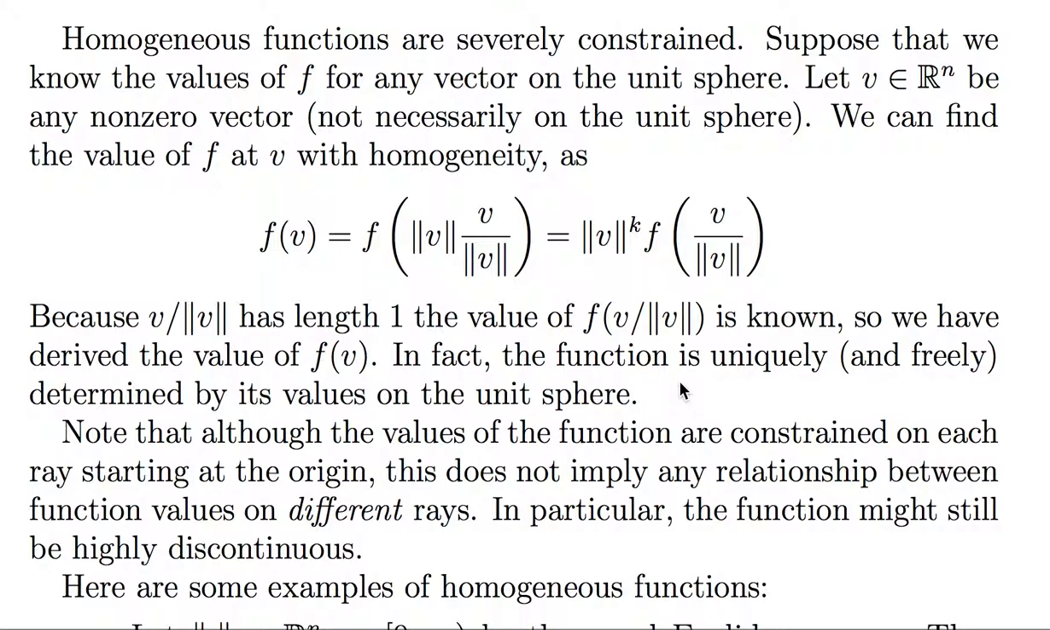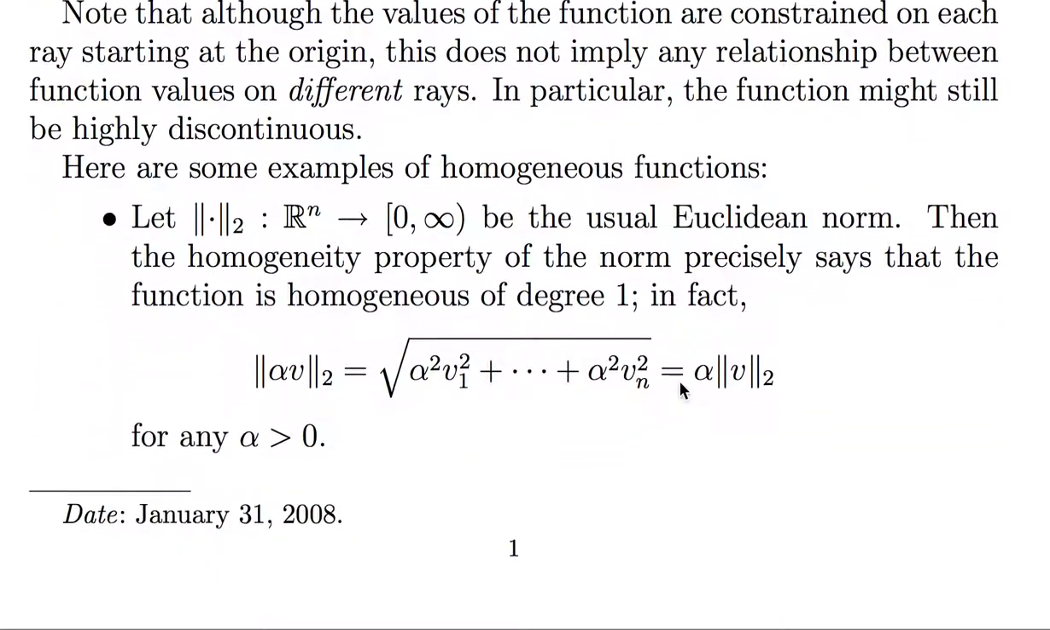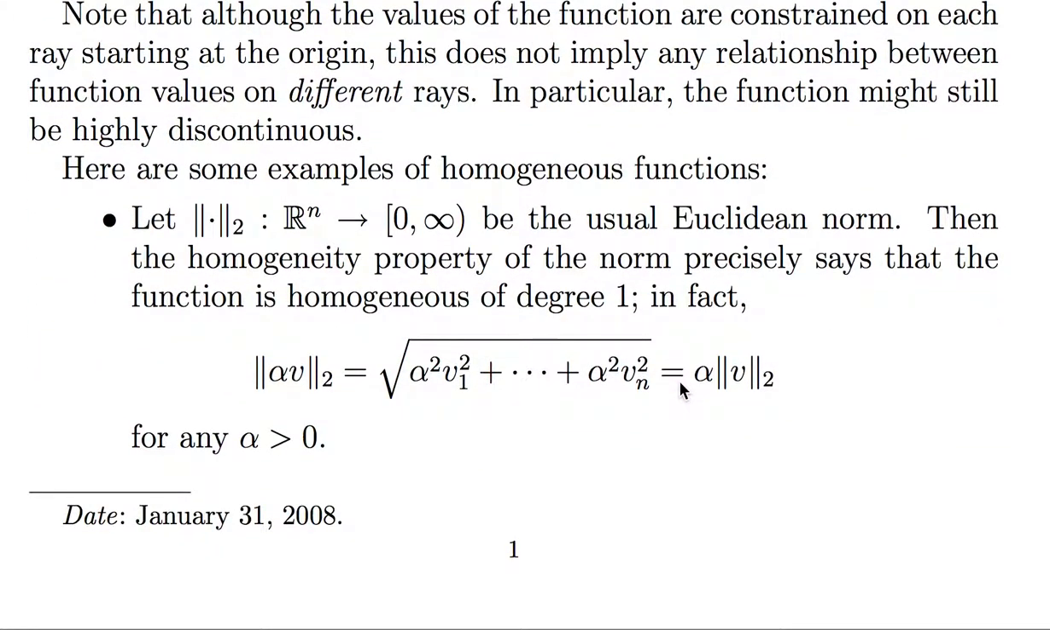Note that although the values of the function are constrained on each ray starting at the origin, this does not imply any relationship between function values on different rays. In particular, the function might still be highly discontinuous. Here are some examples of homogeneous functions.